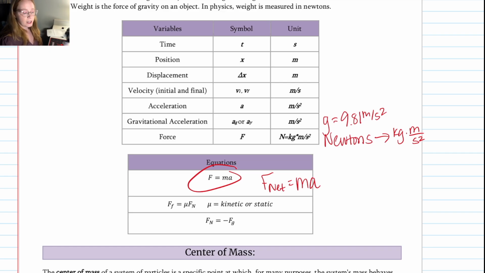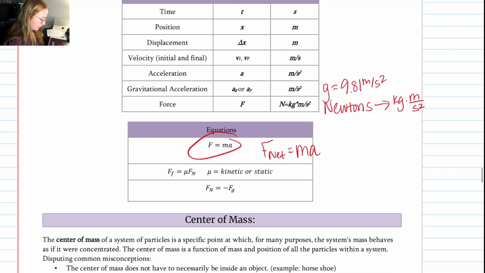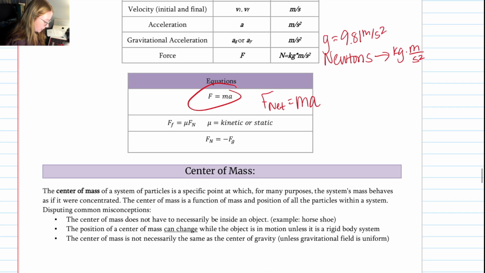So let's say we had two boxes. If we made the system both boxes, we'd have to add the masses of the boxes, and both would have the same acceleration. We also have friction force, which is mu, this Greek m, times the normal force. The coefficient of friction could be about kinetic friction or static, which we'll get to later. And then typically the normal force is equal to the negative force of gravity, but not always. So actually, I should probably remove that from the formula chart.